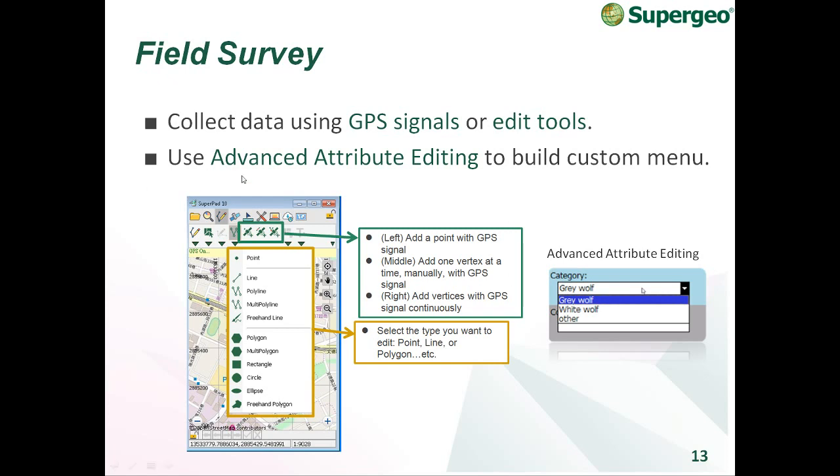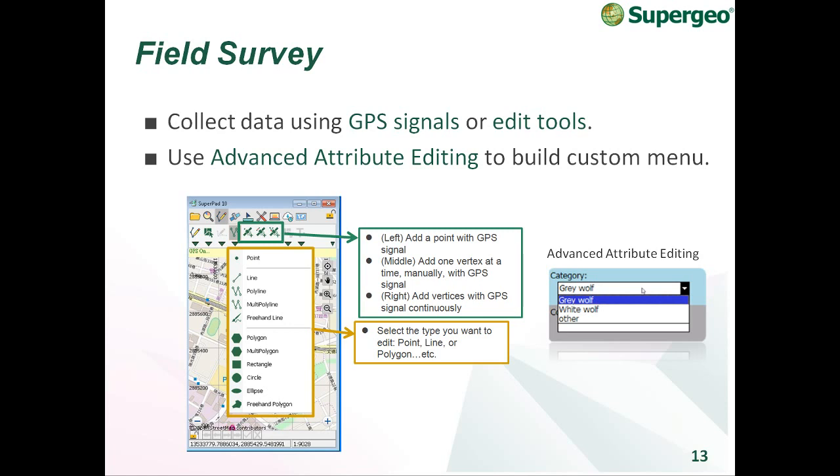And please see the green rectangle. The left one can let you add one point by GPS signal. And if you want to edit your line feature or polygon feature by GPS, you can use the middle button to add each vertex. And to continuously add vertices by GPS, use the right one.